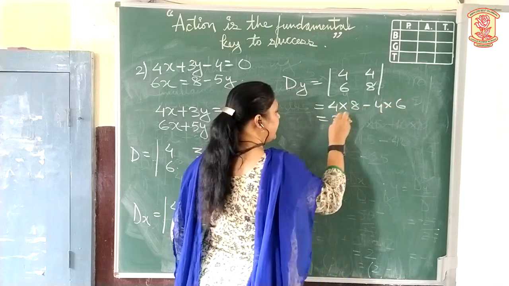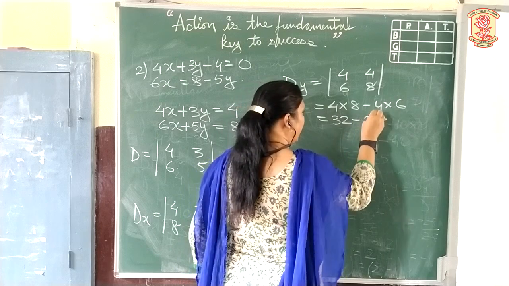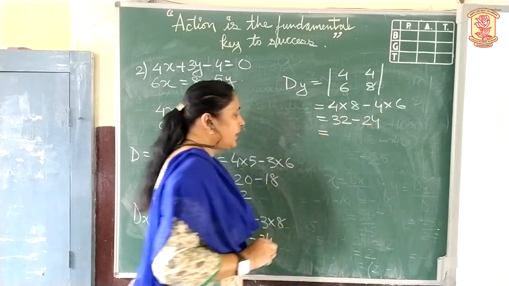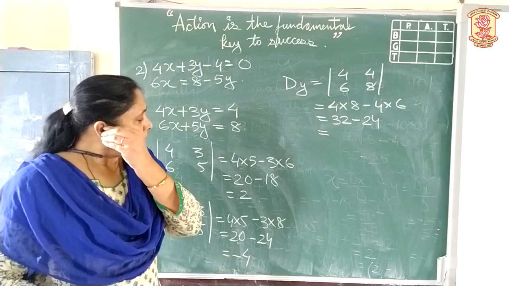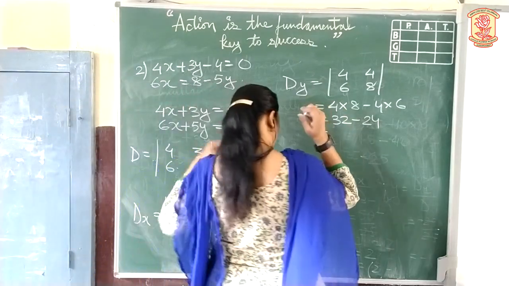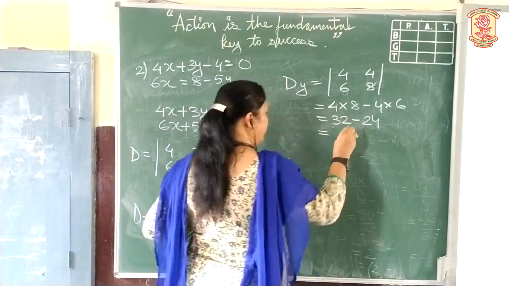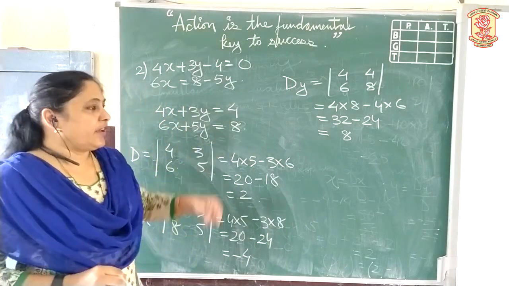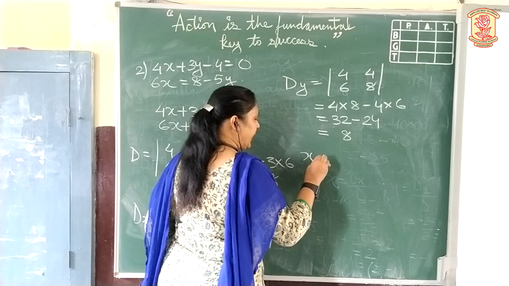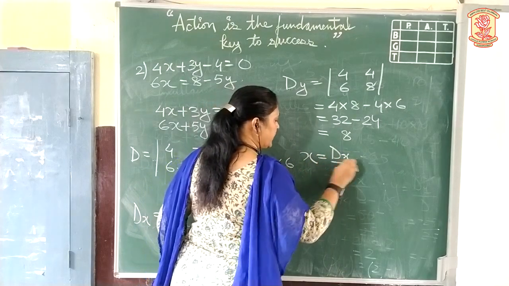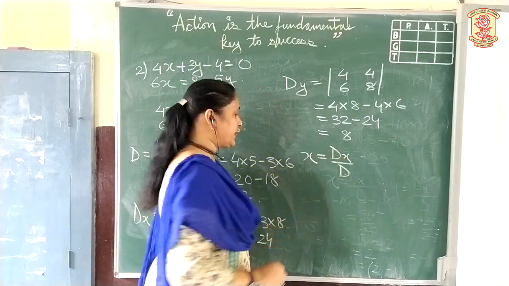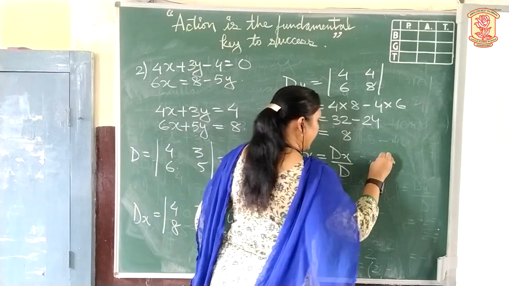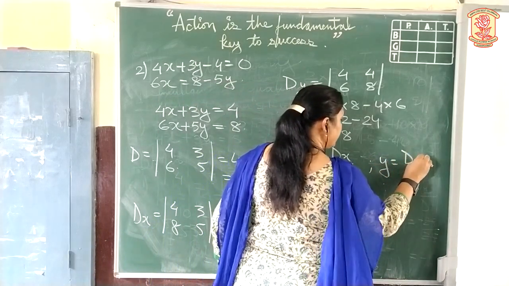4 8s are 32. 4 6s are 24. So here 32 minus 24 comes out to be 8. Now finally we have to calculate the value of x and y. x is dx upon d, that is the determinant of x upon the determinant, and y will be the determinant of y upon the determinant.